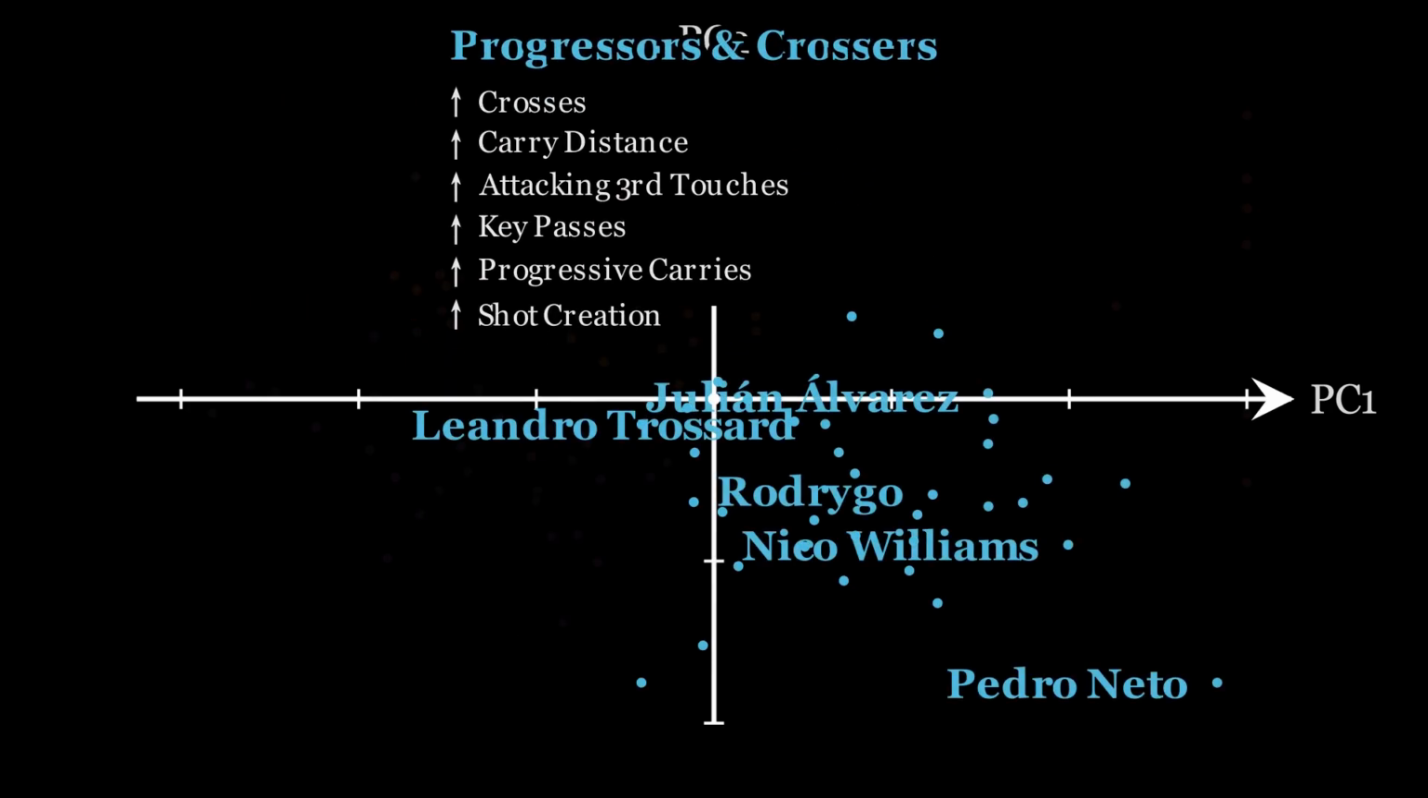Next, we have the progressors and crossers group. Basically, this is the opposite of the previous group. These players drive the team forward, carrying, progressing, and often creating danger through wide delivery. They might not be the highest pure shot volume players, but they're constantly moving the ball into threatening zones.